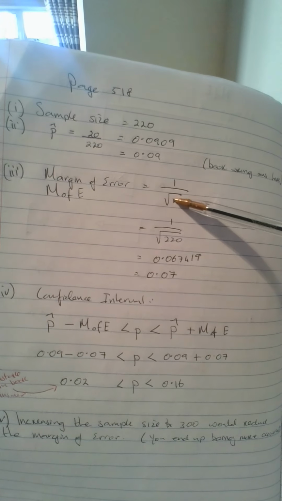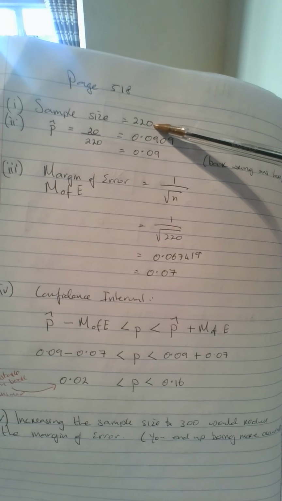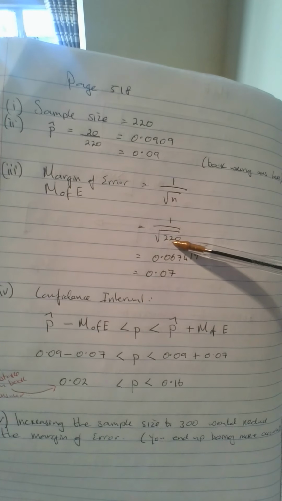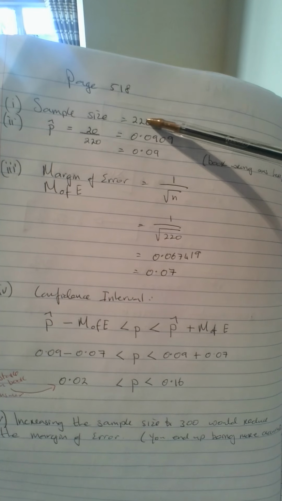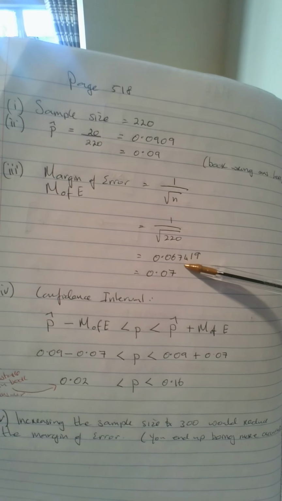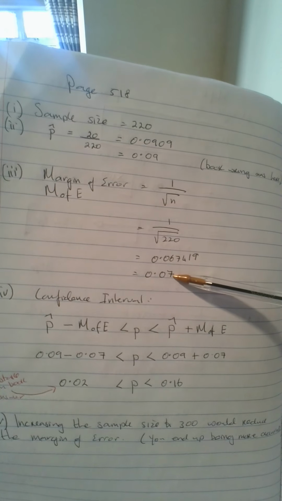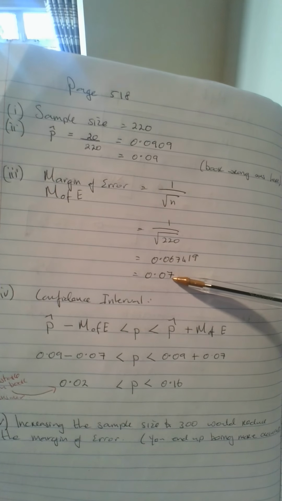Margin of error, again, know this formula off by heart, very simple formula: 1 all over the square root of n, where n is the sample size. So in this case, it's 1 all over the square root of 220, which comes out as 0.067419, rounded to 2 decimal points, it's 0.07.